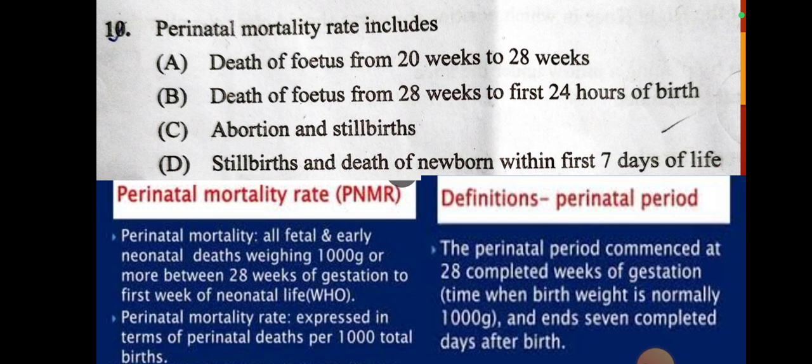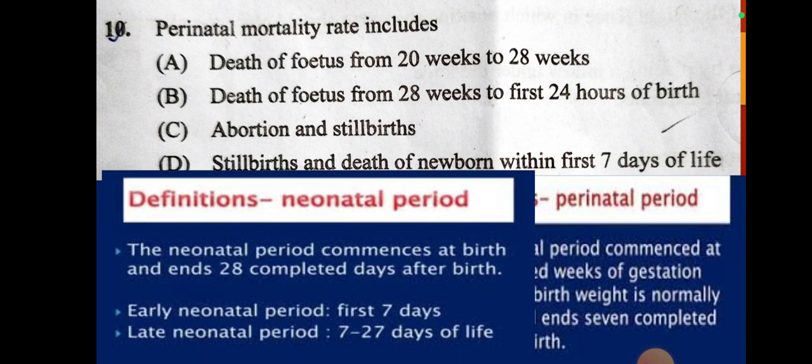What is perinatal mortality rate? It is expressed in terms of perinatal deaths per 1000 total births. What is the neonatal period? The neonatal period commences at birth and ends 28 completed days after birth. What is early neonatal period? First 7 days. Late neonatal period, 7 to 27 days of life. I think it is 7 to 28 days of life.